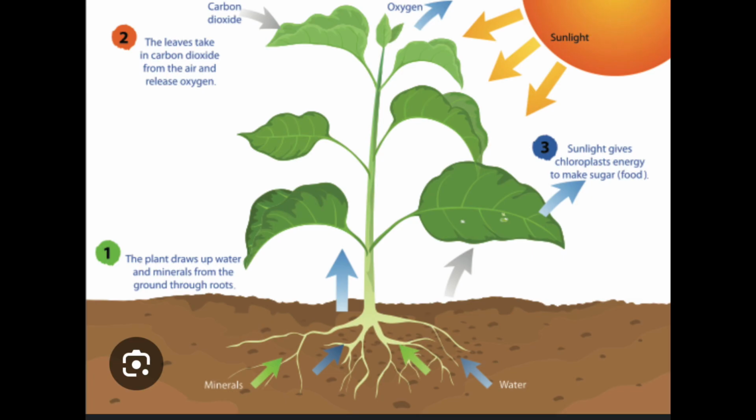Another process both prokaryotes and eukaryotes use to receive energy is photosynthesis. In eukaryotes, this occurs in the chloroplast, but in prokaryotes, this occurs in the plasma membrane or other specialized membranes like the thylakoid structures. During photosynthesis, plants take in the energy from the sun and convert it into energy for them to use.